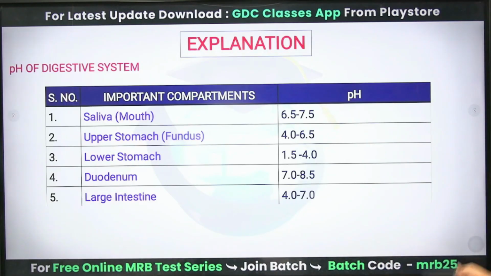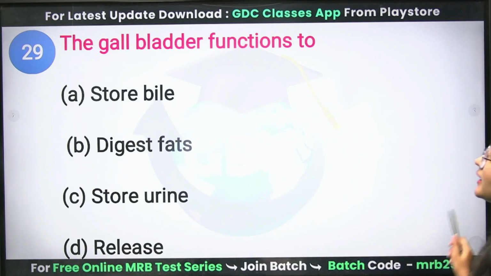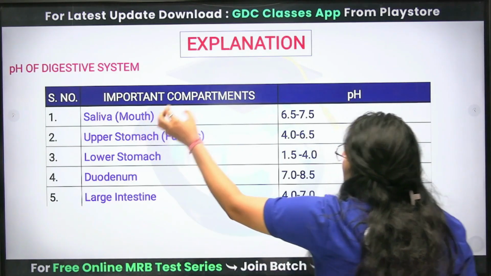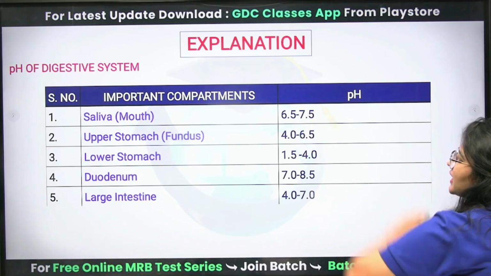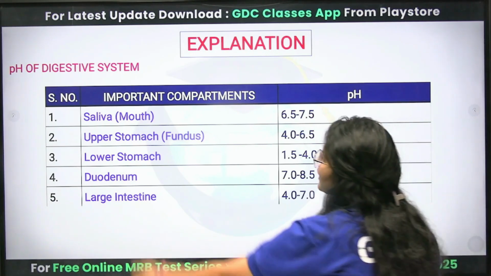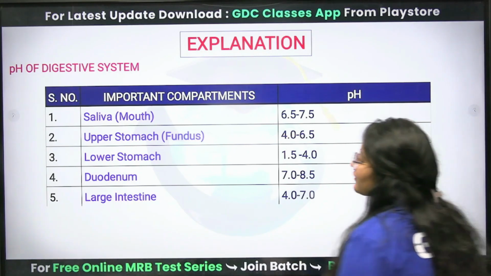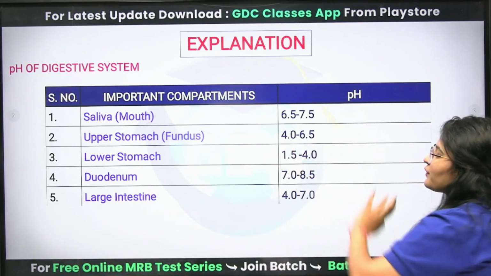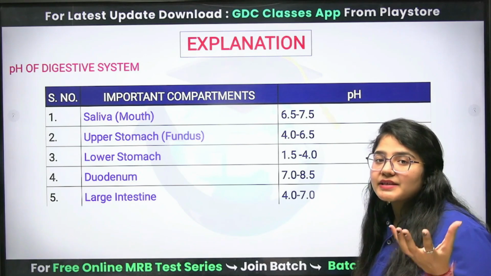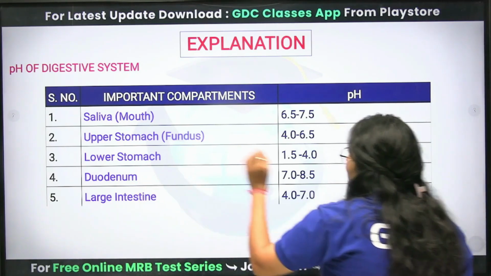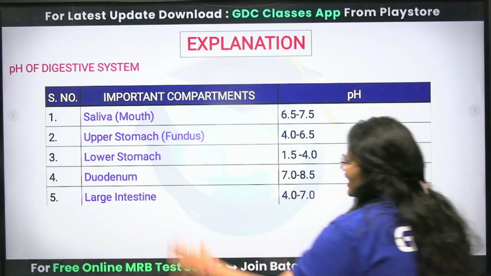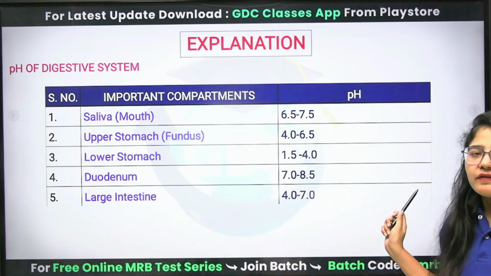Clear? Next question. See here. Mouth, saliva, pH 6.5 to 7.5. Upper stomach, fundus, pH 4.0 to 6.5. Lower stomach 1.5 to 4.0 as it contains HCl. Duodenum 7.0 to 8.5. Large intestine 4.0 to 7.0.